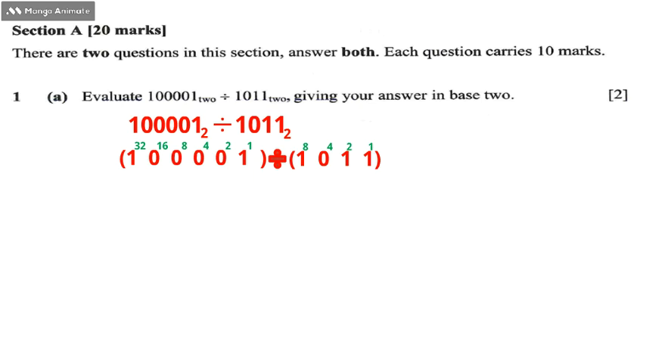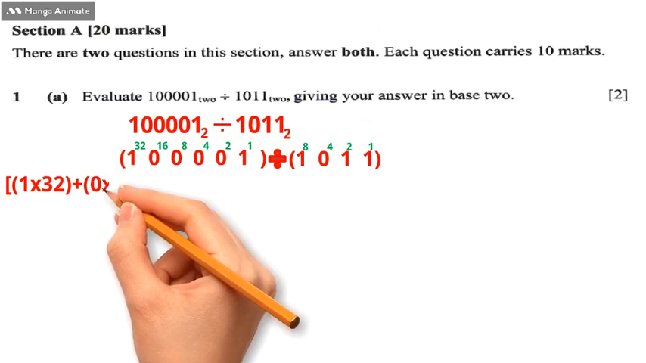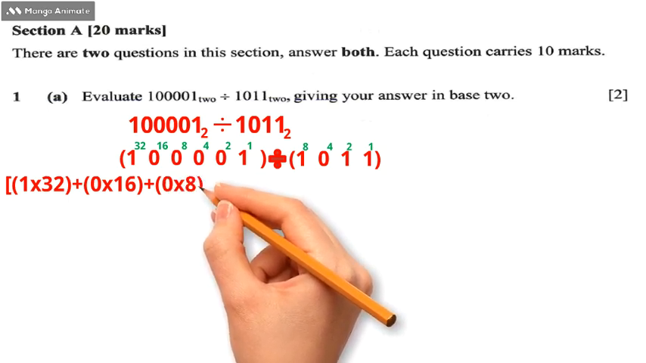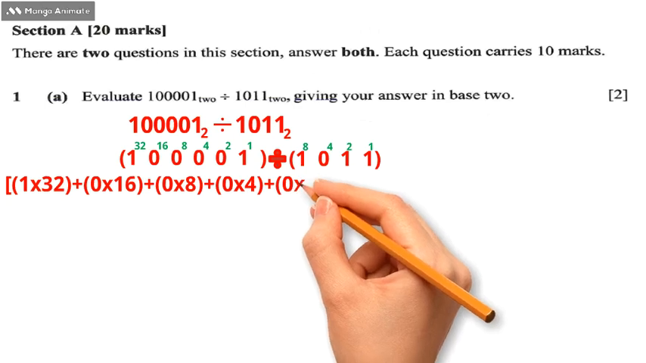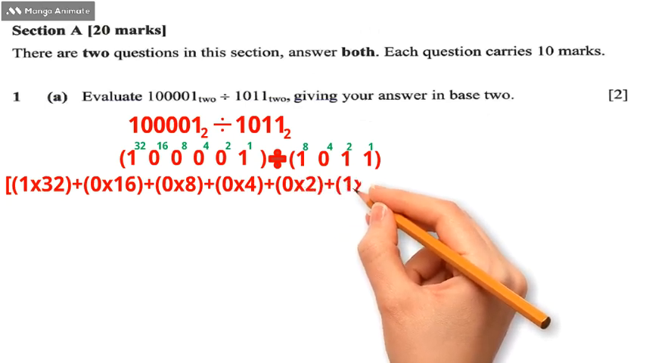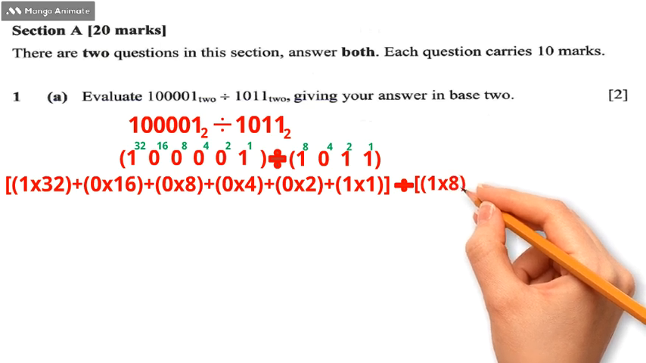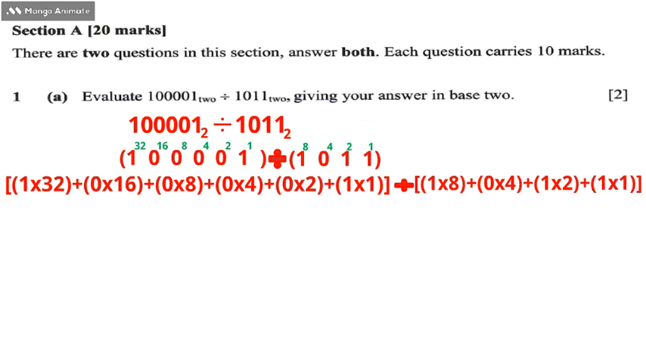Next, we're going to multiply each digit by its place value. Let's start with the dividend. We have 1 with the place value of 32, so we multiply 1 by 32, and put it in brackets. Then plus 0 multiplied by 16, plus 0 multiplied by 8, plus 0 multiplied by 4, plus 0 multiplied by 2, plus 1 multiplied by 1. Divide by 1 multiplied by 8, plus 0 multiplied by 4, plus 1 multiplied by 2, plus 1 multiplied by 1.